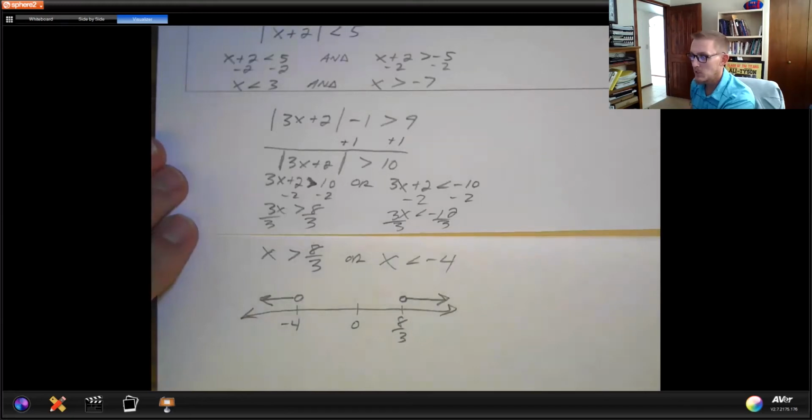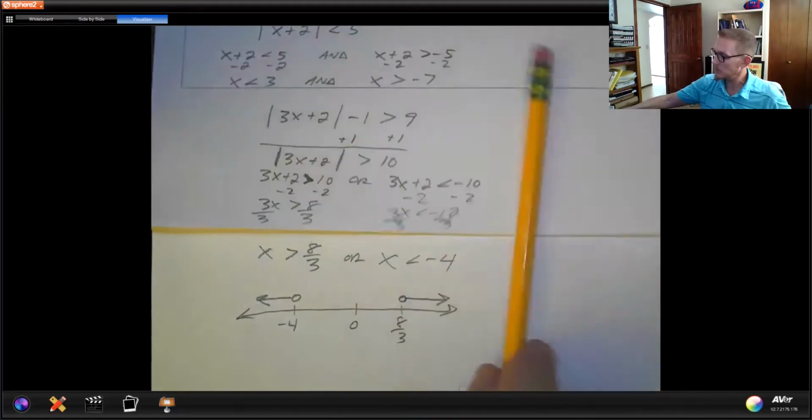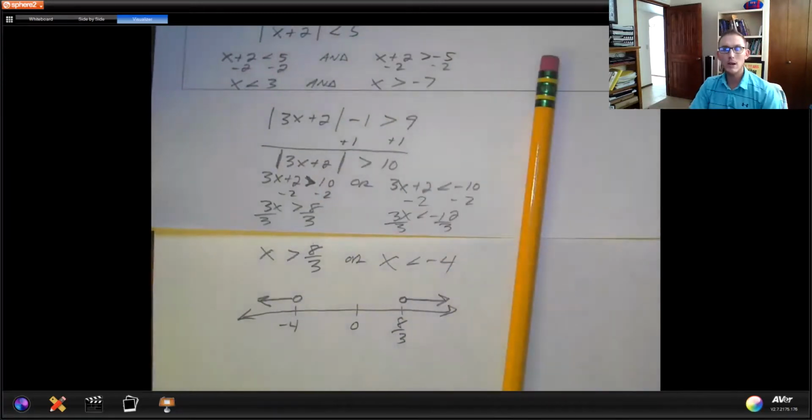So absolute value inequalities are going to be very similar to your absolute value equations. The only difference is we're going to have to be very careful with our symbols and our signs and then the graphs at the end. We will build on absolute value equations and inequalities in the future. There will be some special case circumstances that we'll look at. But this is an intro to both, and hopefully this helps you.